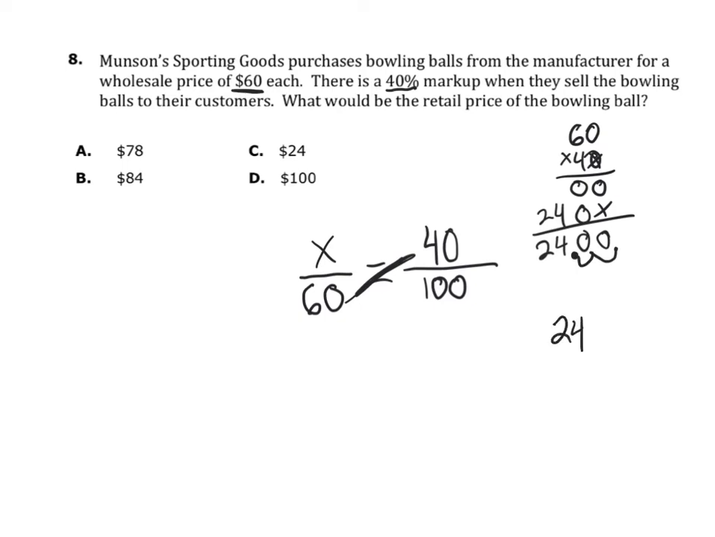Now that answer choice is there, but that's not what the question is asking for. If it wanted to know just the markup price, 24 would be the answer. Now that's a trick answer, so we're going to cross it out because it's asking the new retail price. So we have to take our markup, we have to add it back to the original price. When we do that, we get $84, so the answer would be B.